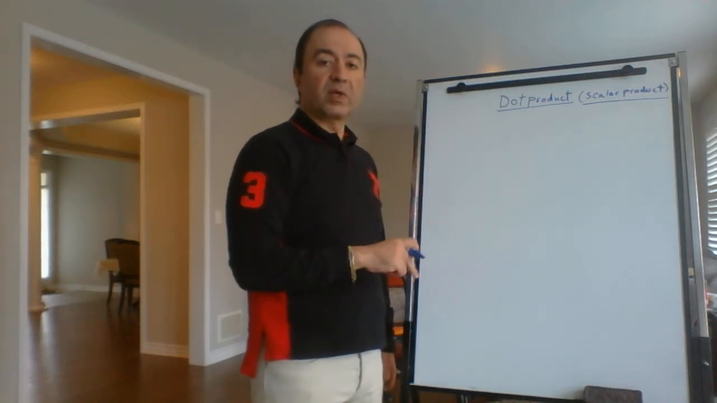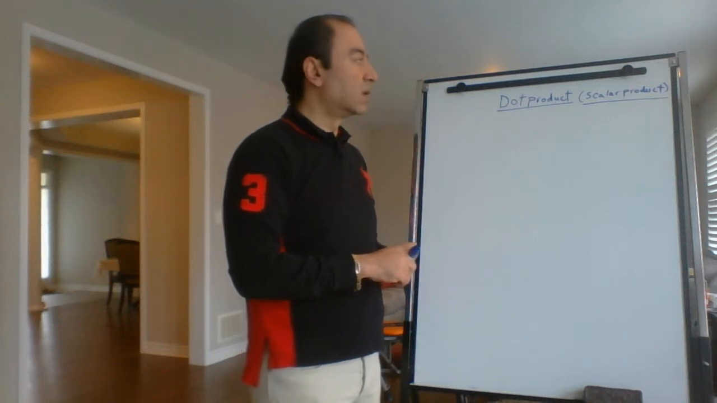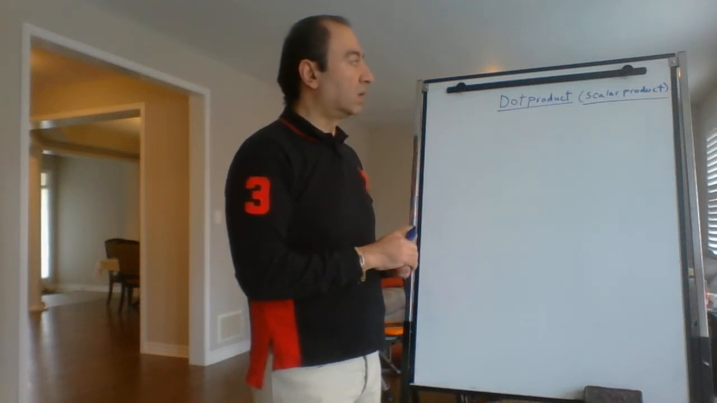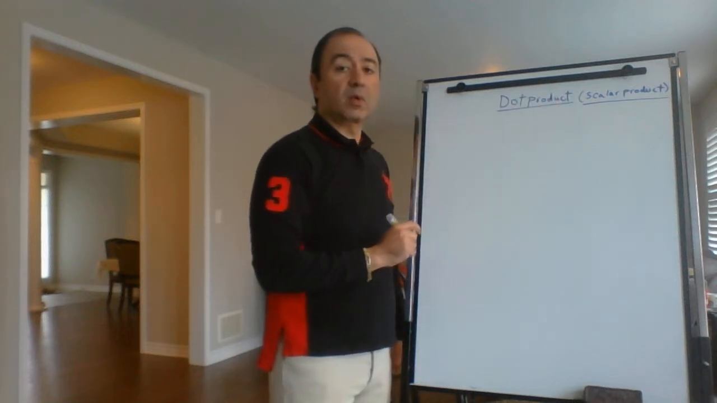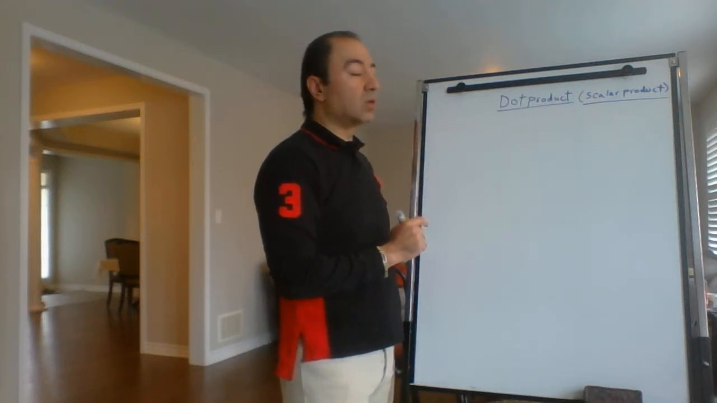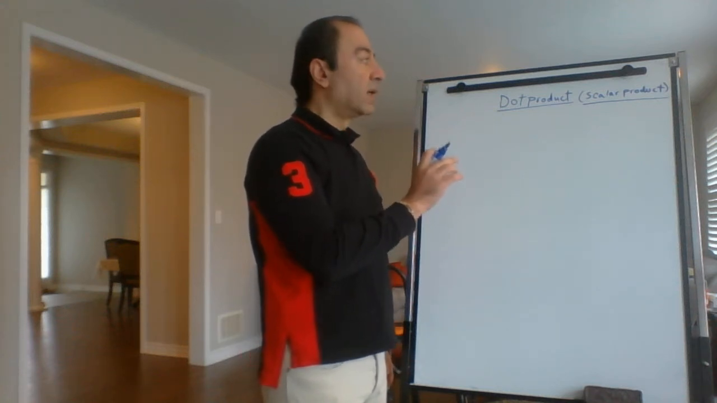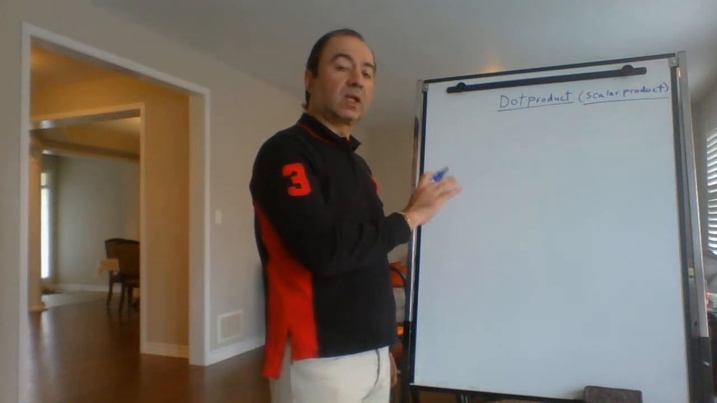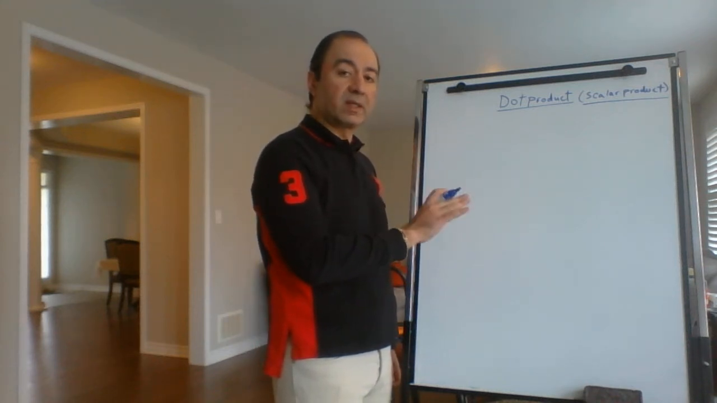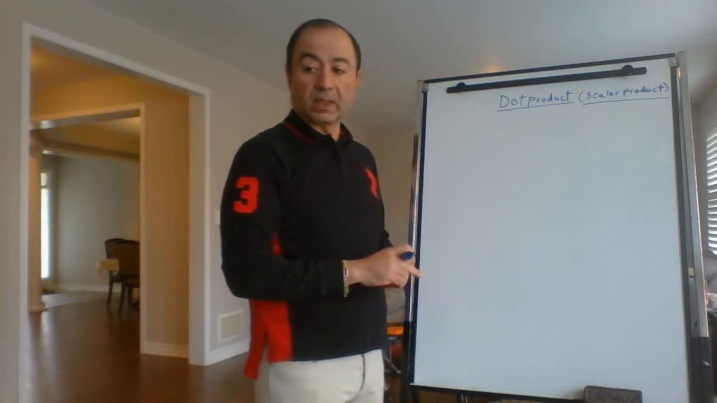Another operation that we're going to learn maybe in a couple of days is cross product, and we'll talk about it later. Dot product is also called scalar product. It's called that because the result of this operation, the dot product, gives us a scalar, a number. So the result of dot product is not a vector, it is a number. That's why it's called scalar product as well.